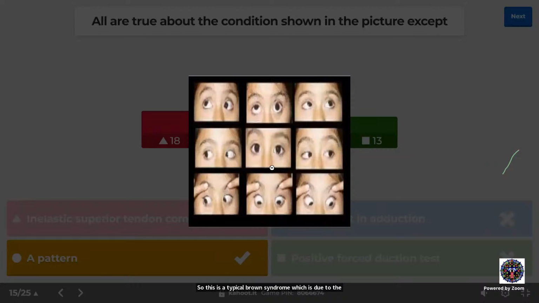So a typical pattern which is seen in case of a Brown syndrome is V pattern. If you see, on attempted elevation, there is a divergence of the eye when compared to the depression. So that is why I put this answer.